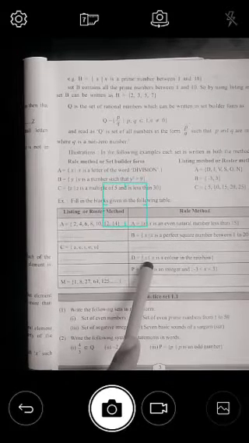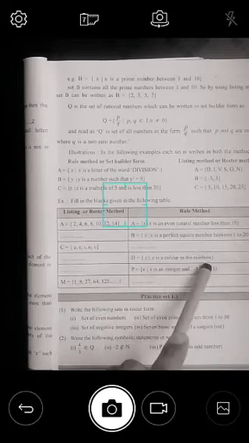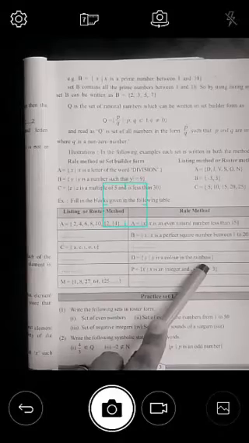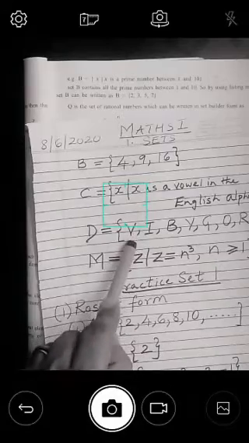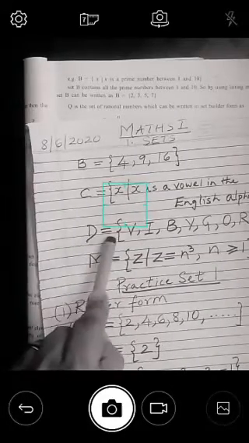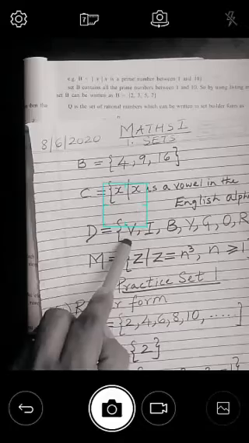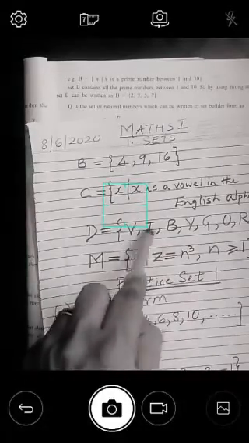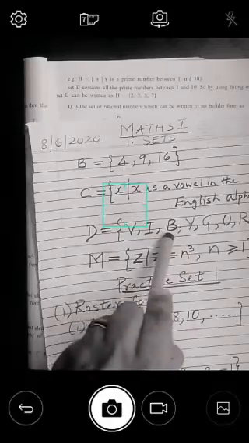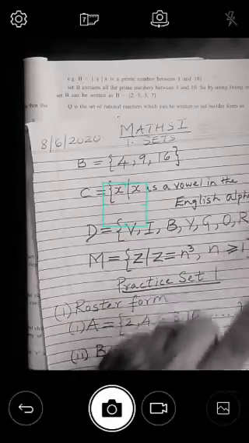Next, D is equal to Y such that Y is a color of the rainbow. So there are 7 colors in the rainbow. So we will just write the first letter of the word. So D is equal to V, I, B, Y, G, O, R. That is violet, indigo, blue, yellow, green, orange and red.